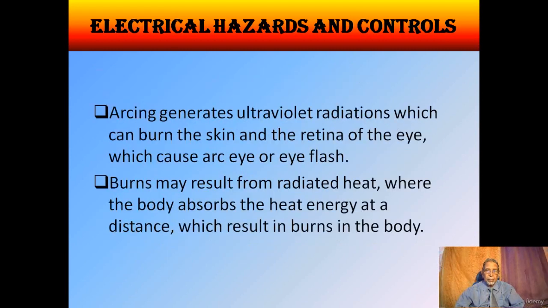There is another type of hazard due to arcing. Arcing generates ultraviolet radiation which can burn the skin and the retina of the eye, which causes arc eye or eye flash. Burns may result from radiated heat, where the body absorbs the heat energy at a distance, which results in burns in the body.